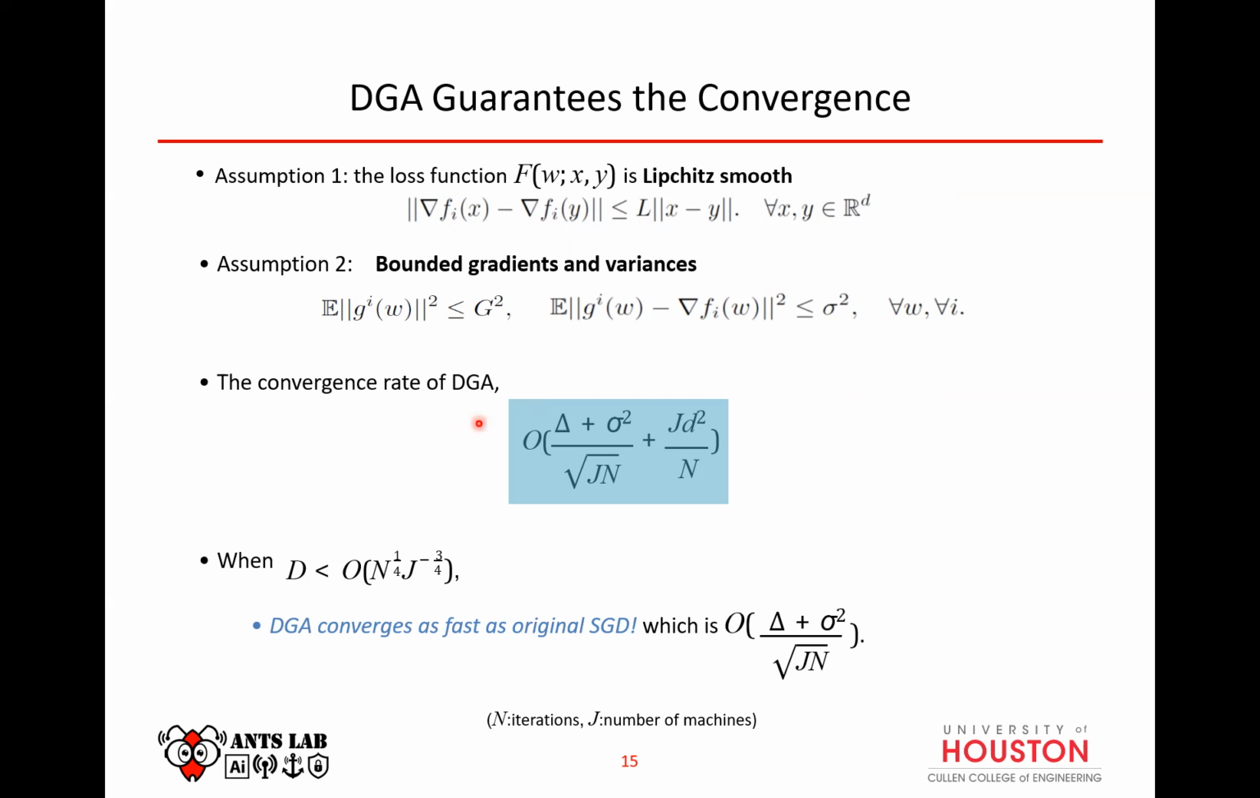Doing the computation using a convergence proof very similar to what we usually follow for the expectation of the final function output difference of the updated model, we can foresee that the convergence rate will come up to this kind of a parameter, where delta is your difference, sigma is your variance, J is your number of devices or number of machines, and N is the number of iterations. So in this way, we can see the convergence rate of DGA is going to be this.